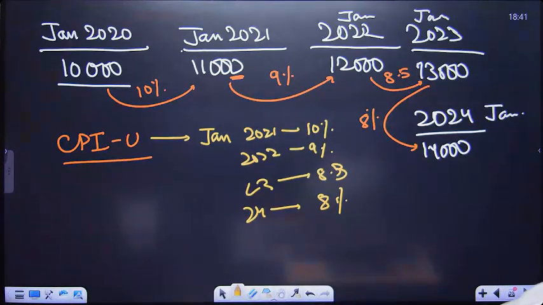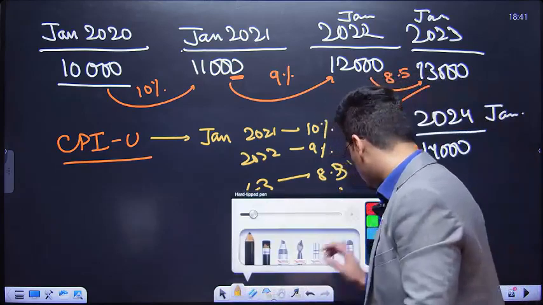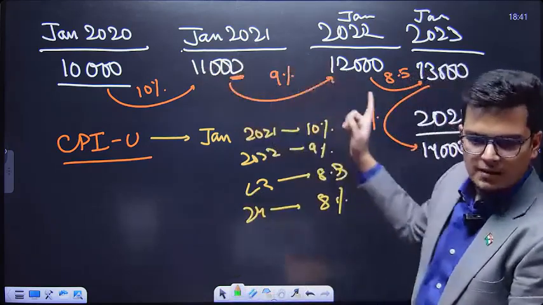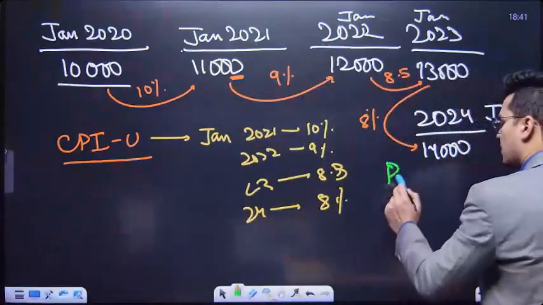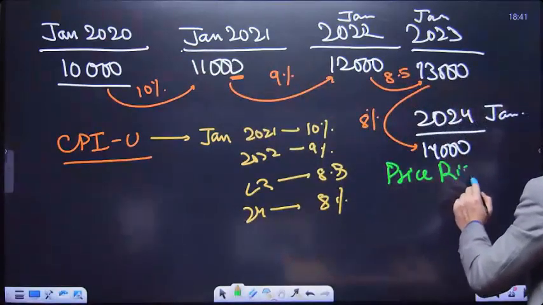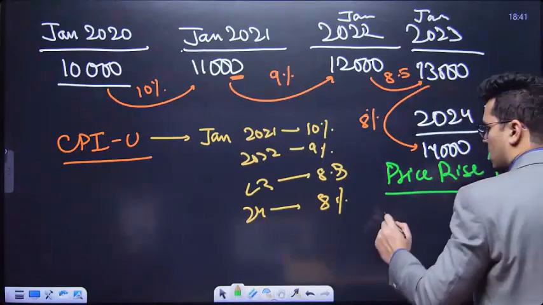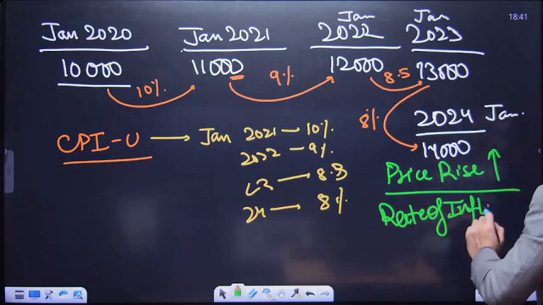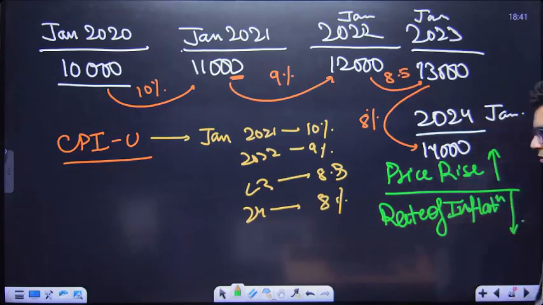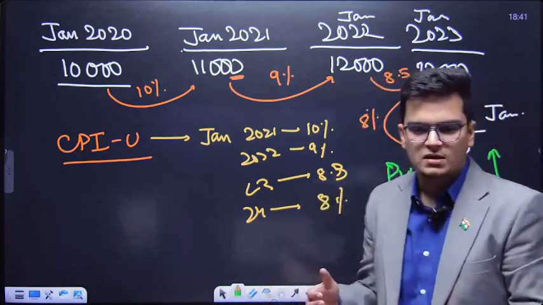Obviously I will have to check from last year only ना यार. अगर मैं 2020 से ही चेक करता रहूंगा तो इन्फ्लेशन हमेशा ही बढ़ती रहेगी ना. Prices are constantly rising, but the rate of inflation is falling. ये सामने जो एग्जांपल है, prices are rising. I can say that price rise is happening, but rate of inflation is falling.